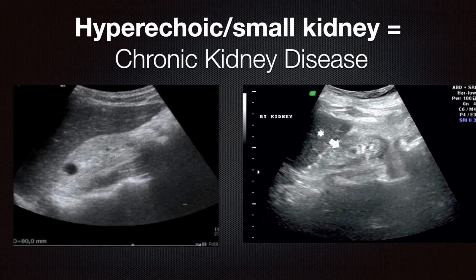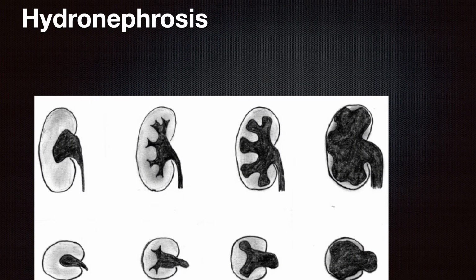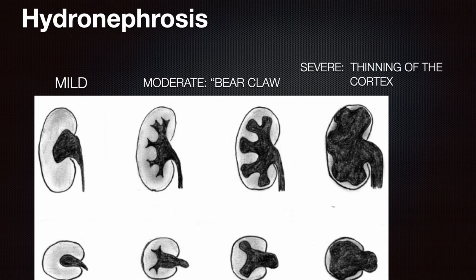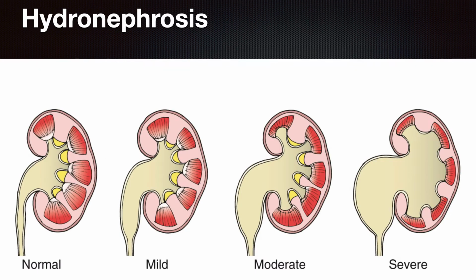the kidney. Now we're going to move on to hydronephrosis and the various grades of hydronephrosis. Here is a graphic depiction of mild hydronephrosis. These two in the middle are more moderate, often described as the bear claw look that you can see with the fluid in the renal pelvis and calyces. And then severe hydronephrosis, you'll notice that there's actually even thinning of the cortex of the kidney. So again, just another graphic description here of different grades of hydronephrosis.